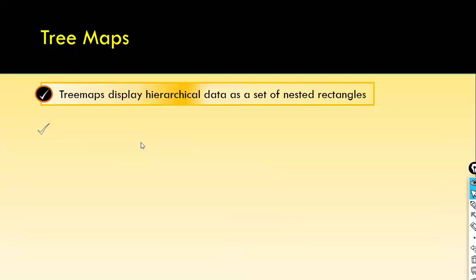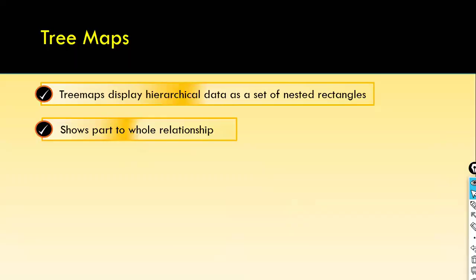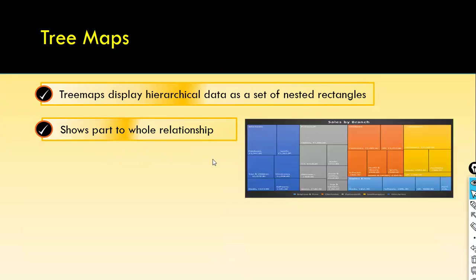Next one is the tree map. Tree map displays hierarchical data. With a tree map, you can create nested rectangles. Like a pie chart, even a tree map shows the part to whole relationship. And if you want to display hierarchical data, then you can go for tree maps. And if you have a large number of categories, like I told you a while back, using the pie chart is not good. Anyhow, I have given you an option to overcome that.